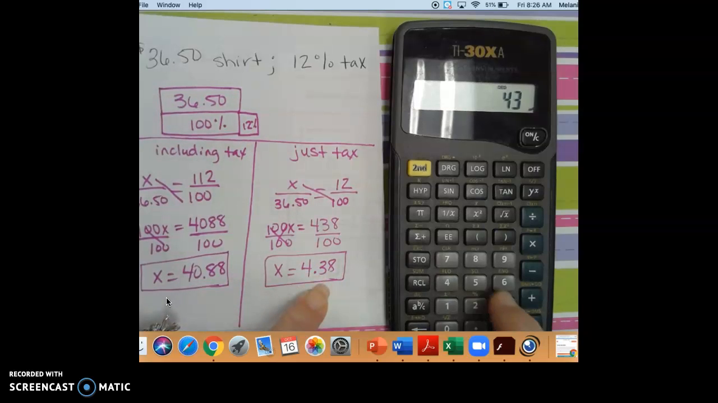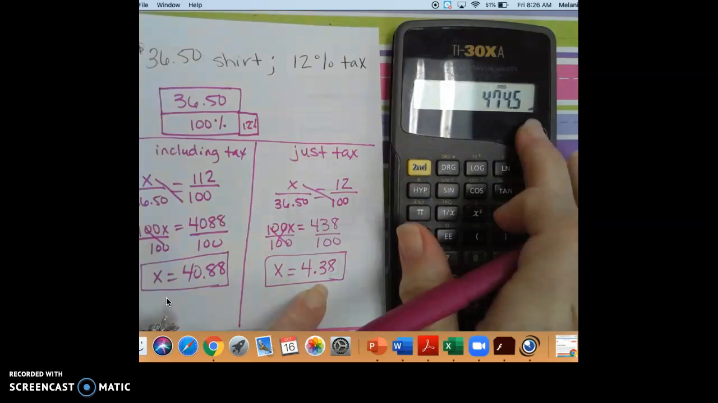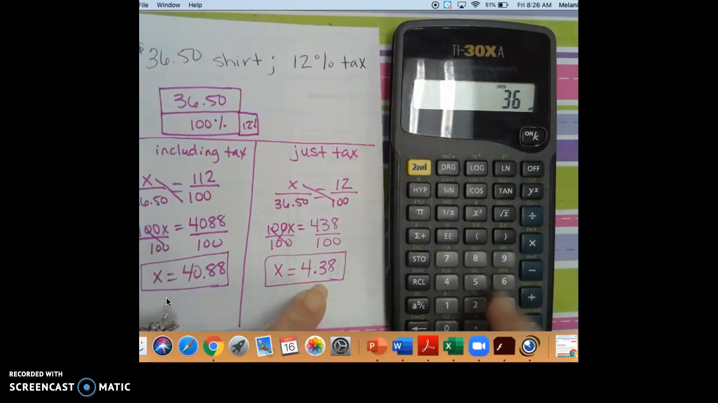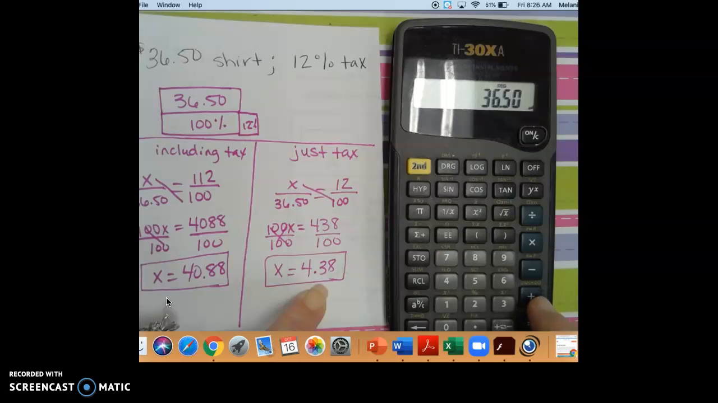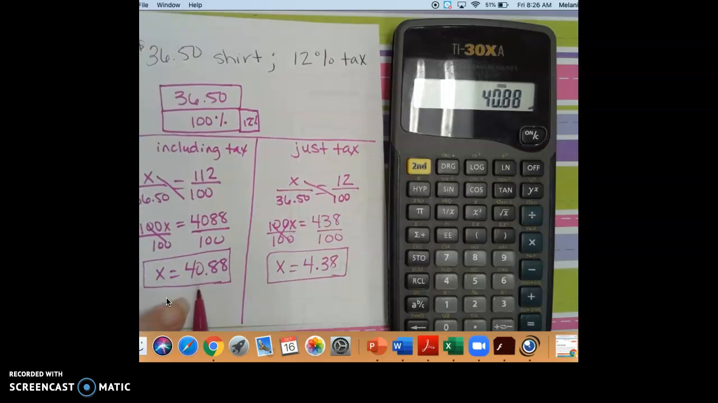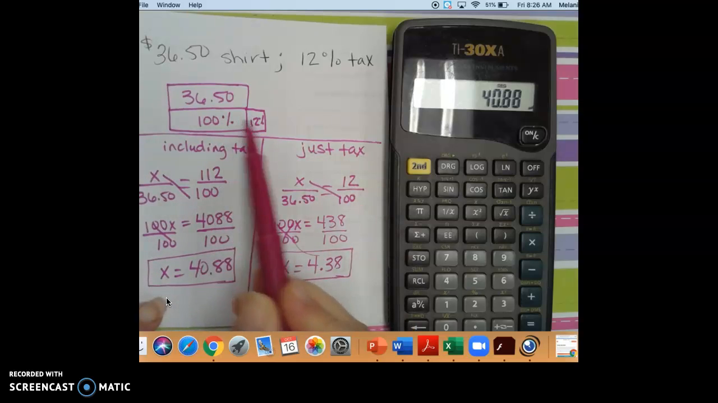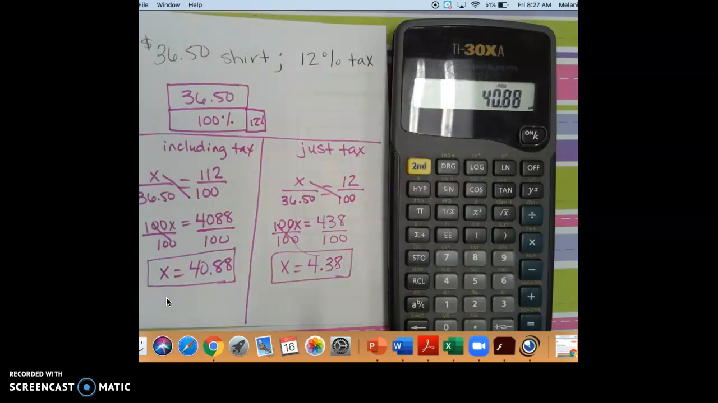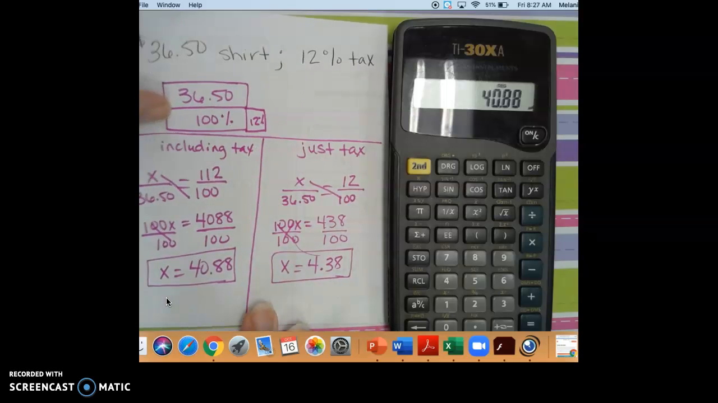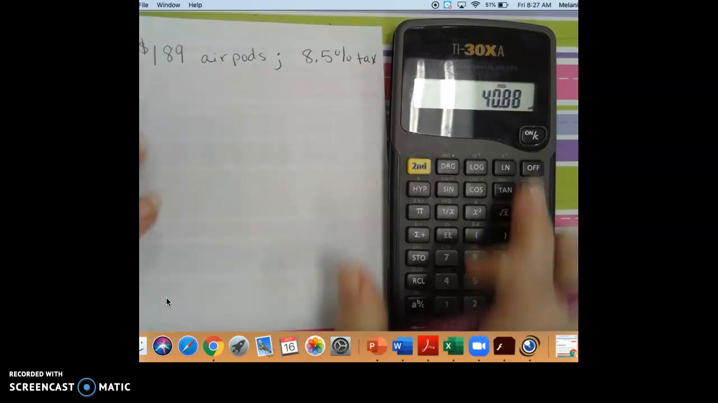Plus $438. Oh gosh, what in the world did I do? Let's try that again. I don't know what I hit. I wasn't looking very well, obviously. Okay, so then it brings me back to this $40.88. So again, this is just tax, and then including tax is going to be 100% plus that 12%. I hope this doesn't seem too bad. I hope you're seeing where we're going with this.